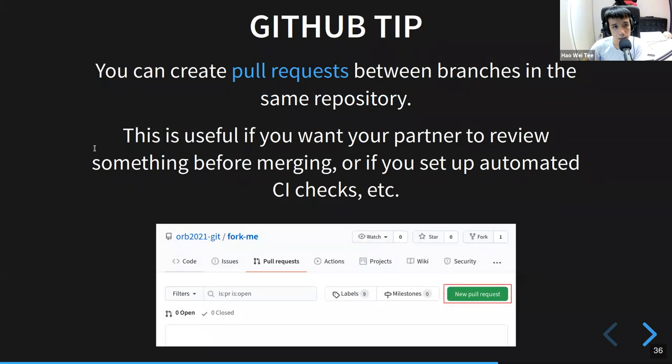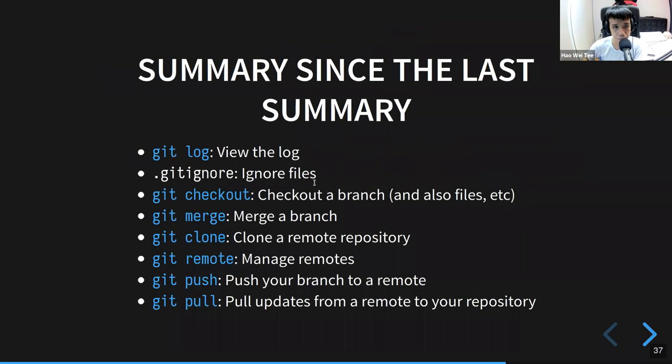Okay, so as I said, you can create pull requests between branches in the same repository. If you want your partner to review some branches before merging, or if you want to set up automated CI checks using GitHub Actions or whatever it is, then you can use a pull request. You do your work in a branch in your repository, then you make a pull request to the master or main branch, and then you can have your partner review your code and have automated CI check your code, and so on. Many different workflows are possible, right?